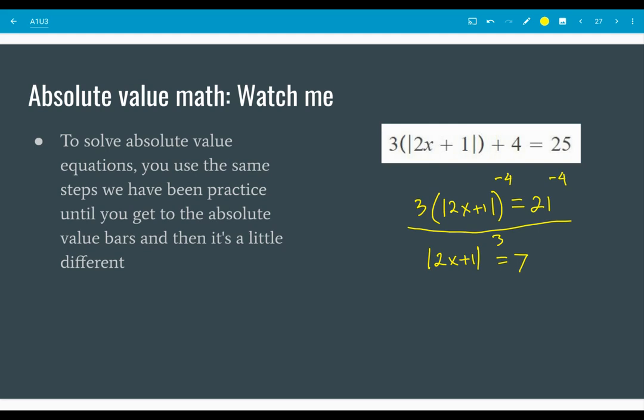Now, the product of an absolute value could be positive or negative. So at this point, what we have to do is solve 2 separate solutions, because this could be equal to -7 or +7, and the absolute value would make it equal to 7. So what we do is we remove the absolute value bars, and we have 2x plus 1 equals 7, and then we also solve 2x plus 1 equaling -7.